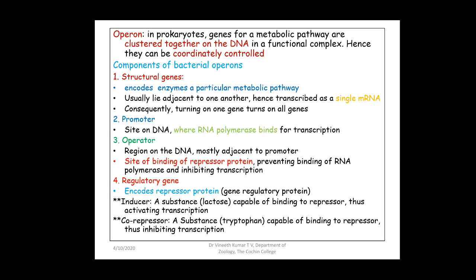Next one is co-repressor. From the term itself, it is something which represses transcription. So it is also a substance which is capable of binding with the repressor. The first substance binds with the repressor and induces transcription. The second one binds with the repressor protein and inhibits transcription. We'll see both examples: one is the lac operon and the other is the tryptophan operon. So this is about the terminologies that we come across.